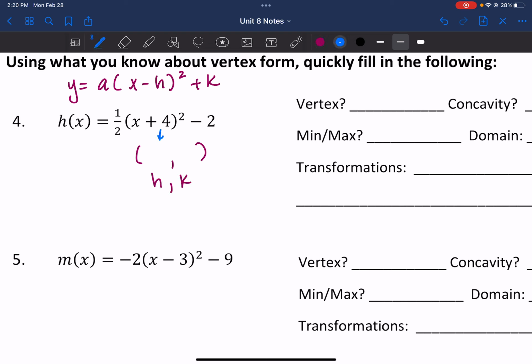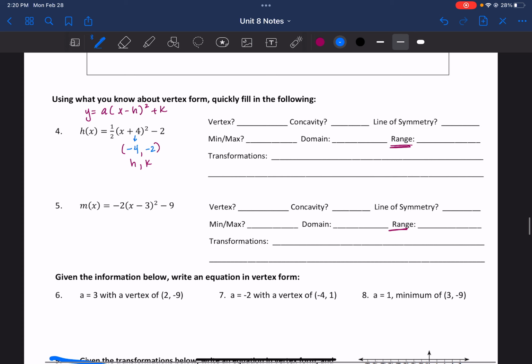I know that my h value is going to be -4 because I need the opposite of that. My k value is going to be -2. So I found my vertex. Let's go ahead and write that real quick. Where's my vertex? Oh, it's right here. All right, -4, comma -2. Now that I know my vertex, I definitely know my line of symmetry. It's actually x equals -4.